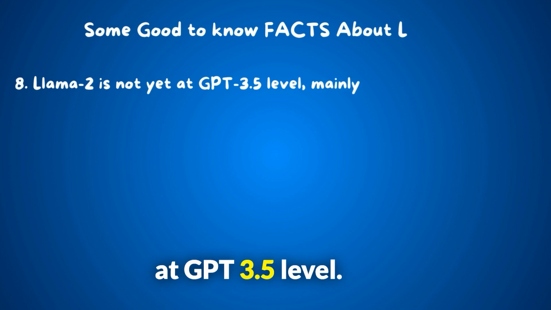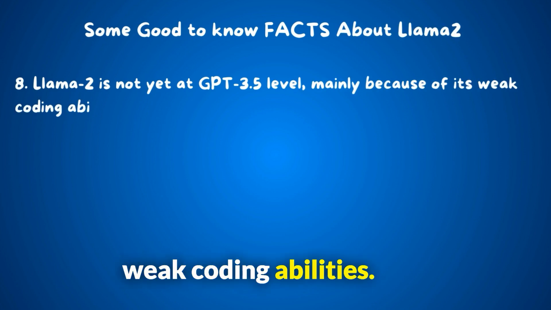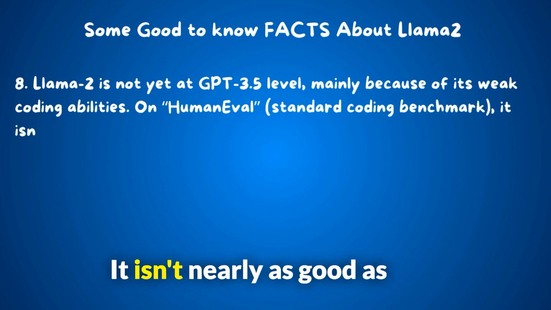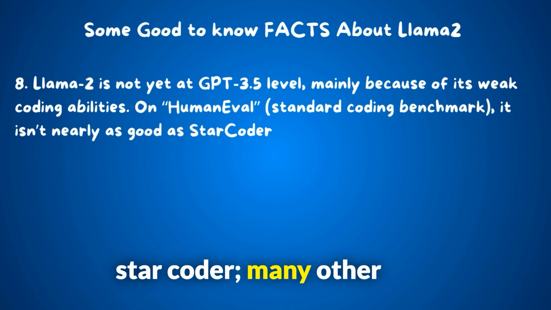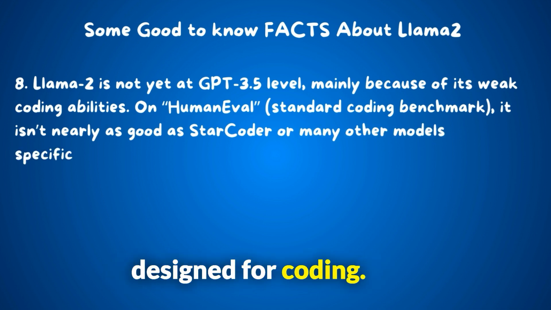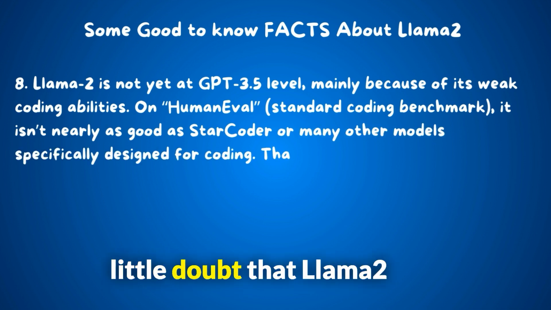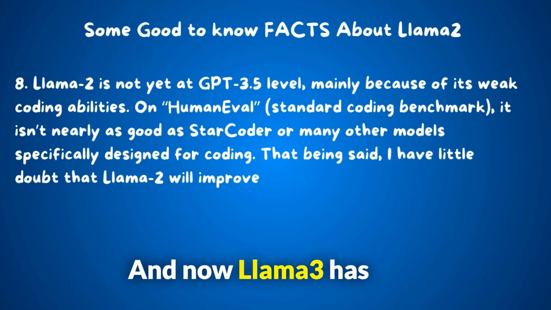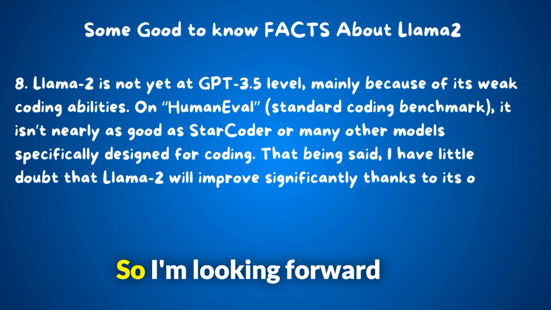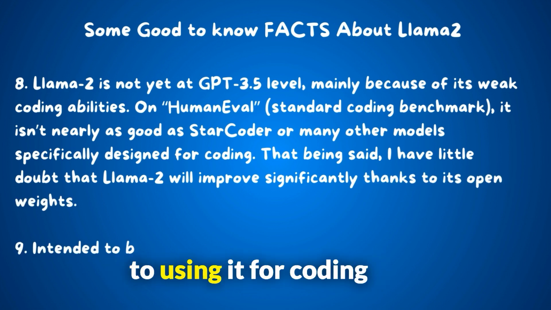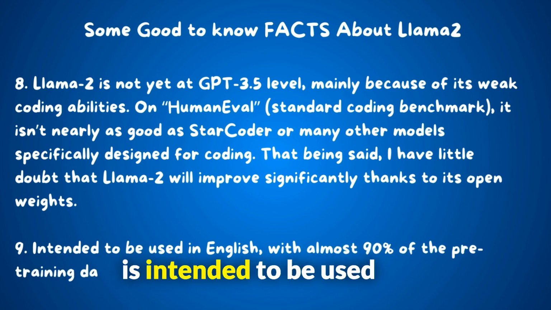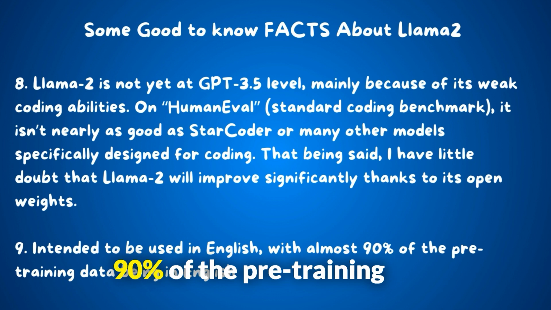better. Llama 2 is not yet at GPT 3.5 level mainly because of its weak coding abilities. On HumanEval score, the standard coding benchmark used, it isn't nearly as good as StarCoder or many other models specifically designed for coding. That being said, I have little doubt that Llama 2 will improve significantly thanks to its open weights. And now Llama 3 has been released today, so I'm looking forward to using it for coding purposes as well. Number 9, Llama 2 is intended to be used in English, with 90% of the training data being in English.